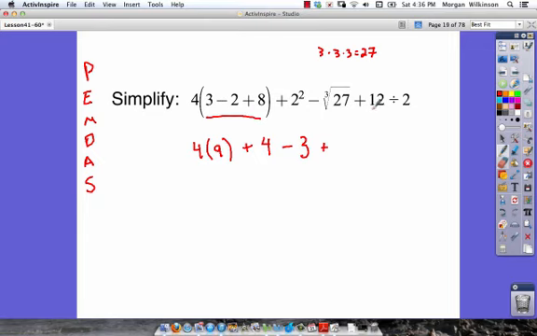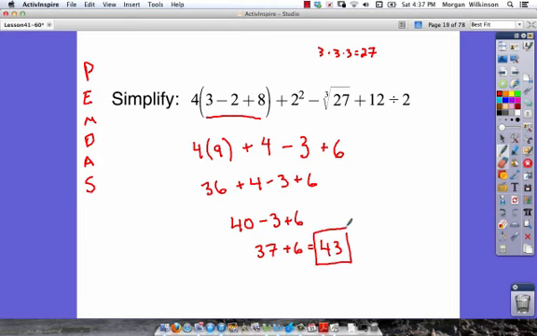Now we could do that division. 12 divided by 2, that must be 6. And we can continue on. 4 times 9 is 36, plus 4, minus 3, plus 6. Remember, if we have both addition and subtraction in the same problem, we're always going to work from left to right. 36 plus 4 is 40. Then we have 40 minus 3, plus 6. 40 minus 3, that's 37. And 37 plus 6 gives us our final answer of 43.